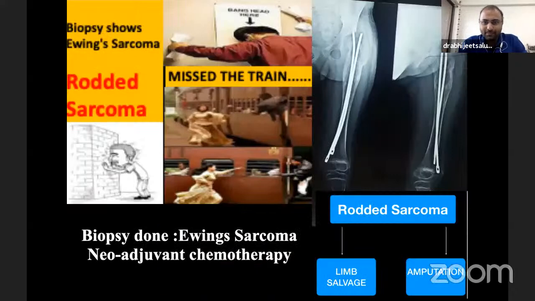Again, the same analogy from Bollywood: Kajol missing the train and she couldn't catch Shah Rukh Khan, and we had to bang our heads because it was Ewing sarcoma.